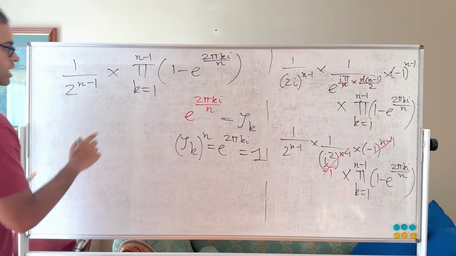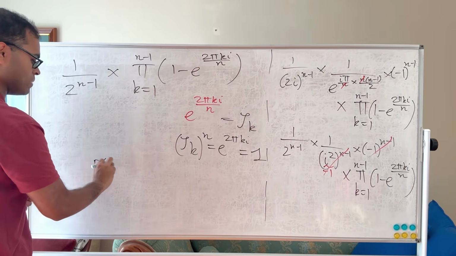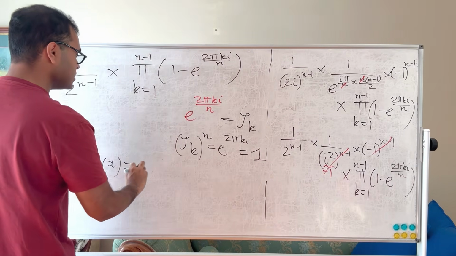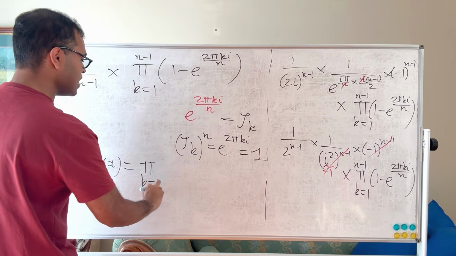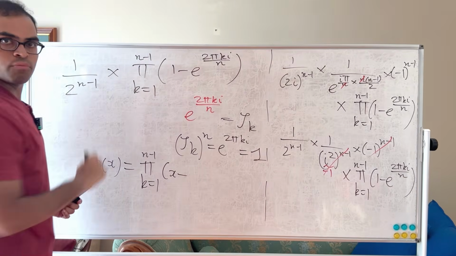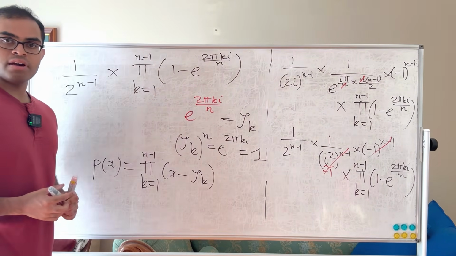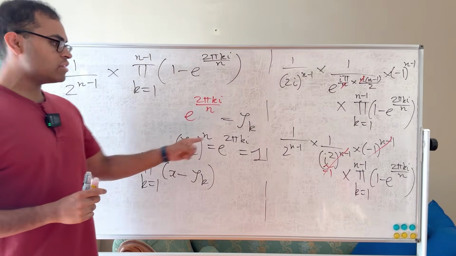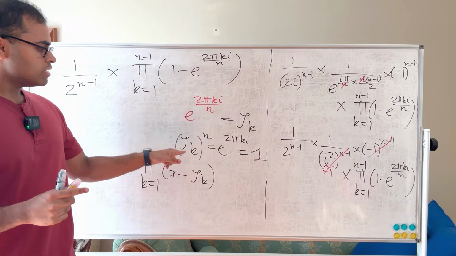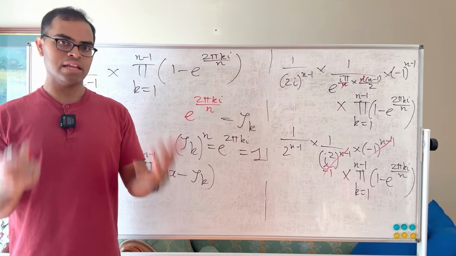Now, to find the stunning trick, I'm going to define a polynomial, P of x. P of x is going to equal the product as k varies from 1 to n minus 1 of x minus zeta k. Now the roots of P of x are just going to be the nth roots of unity, because zeta k power n is 1. These are all e power 2 pi k i over n.